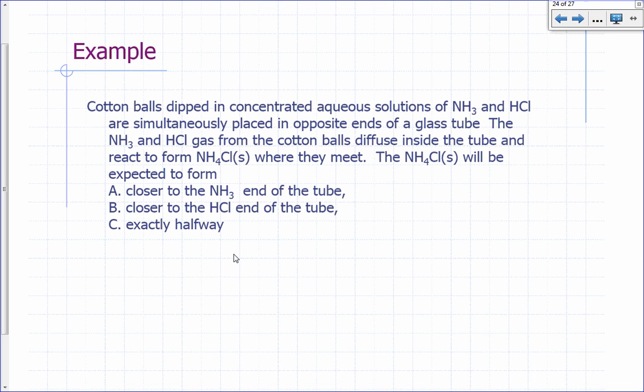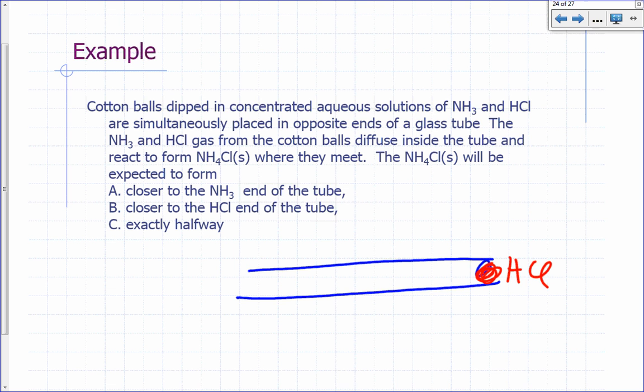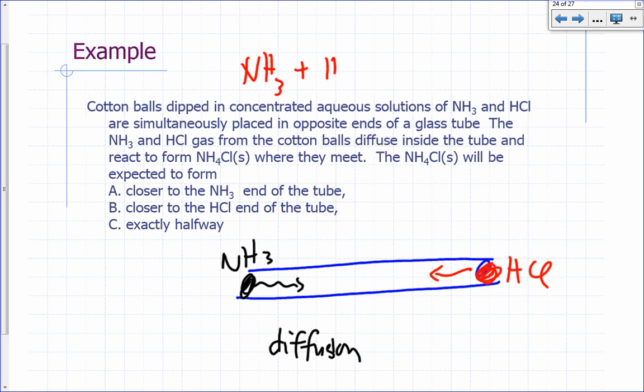This is about diffusion. Cotton balls dipped in concentrated aqueous solutions of ammonia and HCl are simultaneously placed in opposite ends of a glass tube. So let's say you have a glass tube here. You have a cotton ball over here with HCl in it, and a cotton ball over here with ammonia in it. What will happen is your ammonia gas is going to diffuse into your tube, and your HCl gas is also going to diffuse into the tube. When they meet, your ammonia will react with HCl.